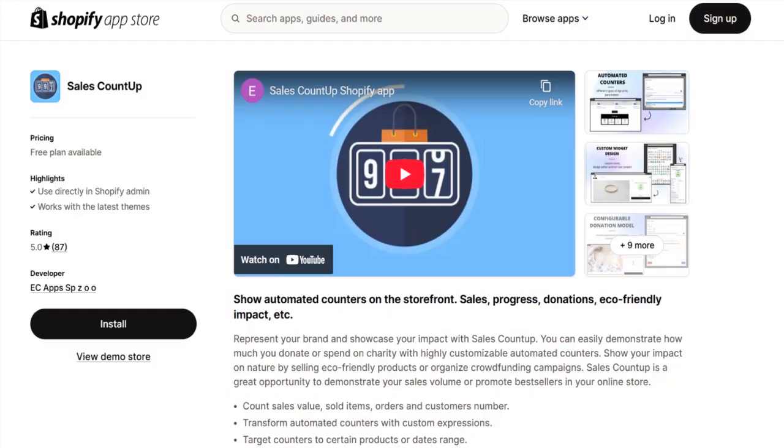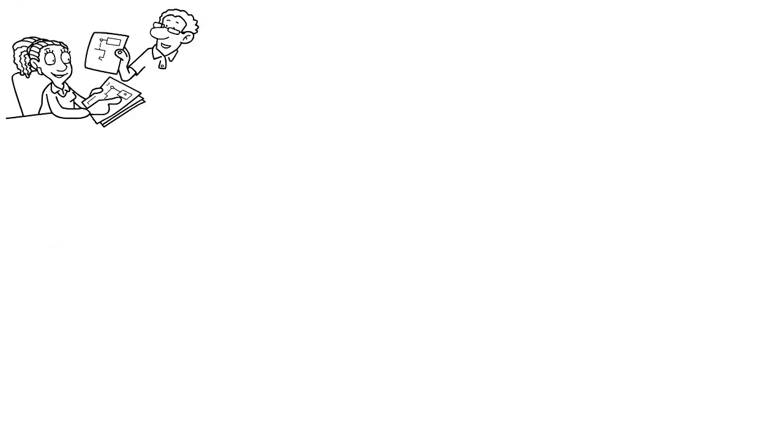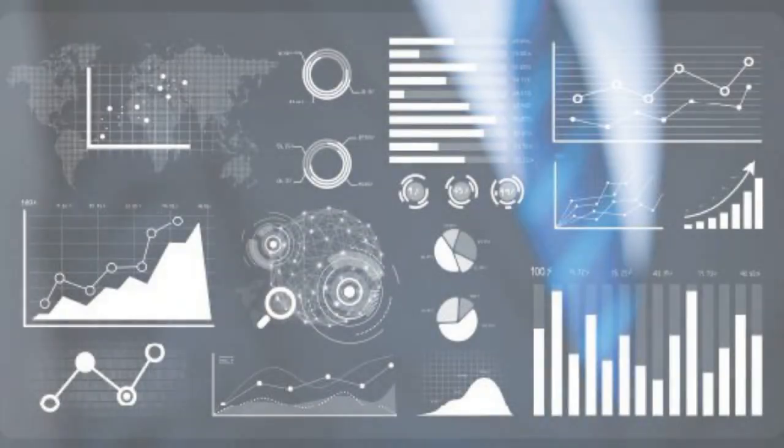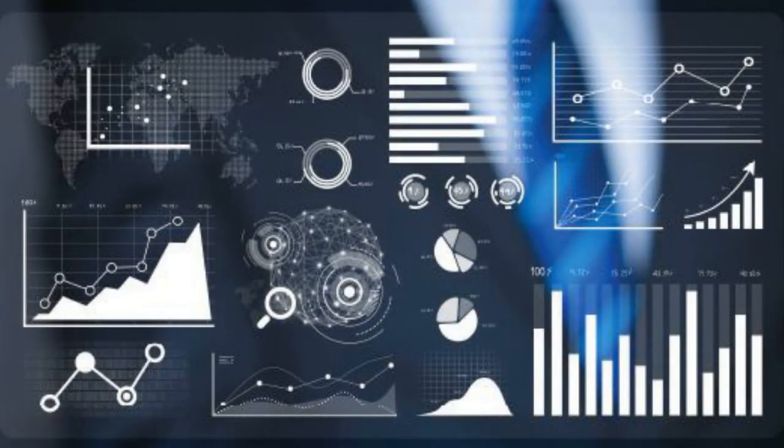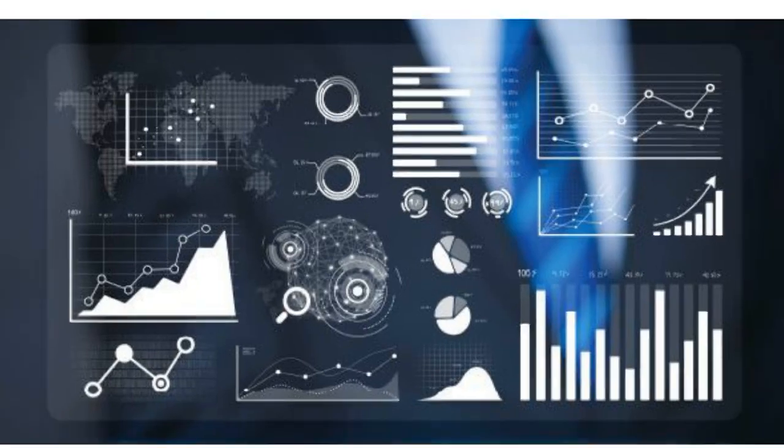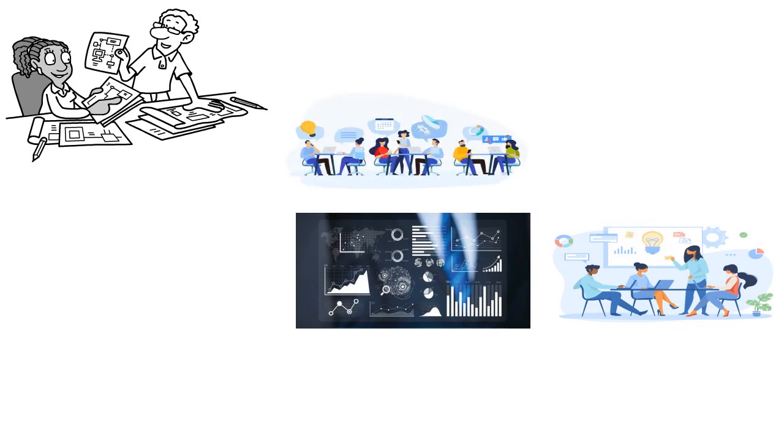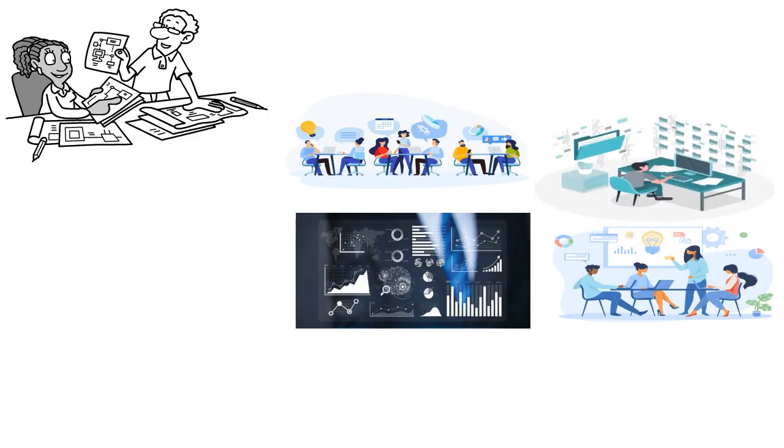So those counters are good because they allow your customers to really see where their money is going, and they also allow you to track your fundraising efforts in real time. So basically, you can actually show your impact on nature, for instance, by selling eco-friendly products. And within the app, that's a good thing, you can organize crowdfunding campaigns. Okay, so that's really good because of the scalability. It doesn't matter if you are doing a $1,000 campaign or a multi-billion-dollar campaign.